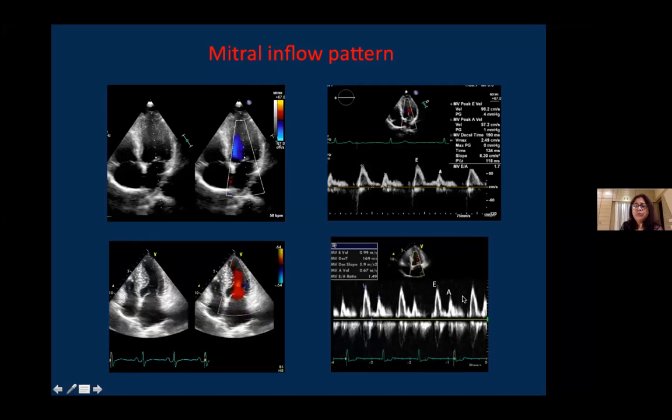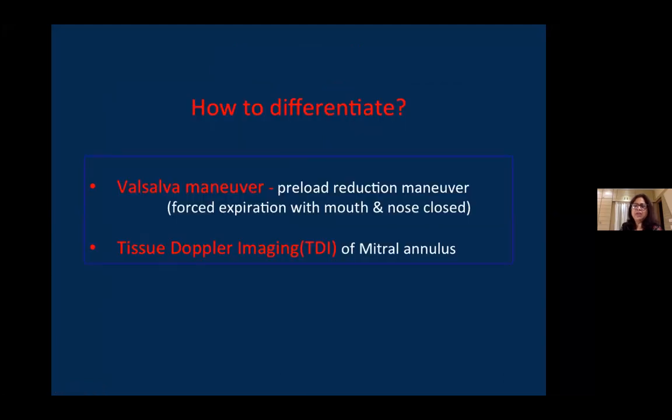Now I don't know whether this one is normal or this one is normal. How to say? This can't be normal because this is a patient of hypertrophic cardiomyopathy. So how do I decipher? How do I differentiate between the normal and the abnormal pattern?